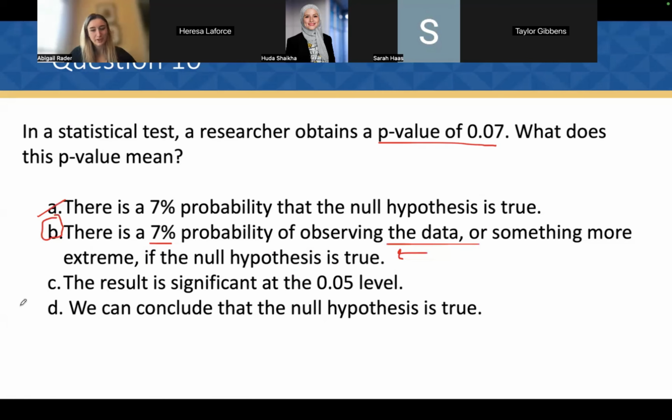C should be pretty easy because we know that 0.05 is less than 0.07. And so therefore we would actually fail to reject the null, so it's not significant. And D, we can conclude that the null hypothesis is true is also incorrect. The reason why is because we never actually accept the null. We never say the null hypothesis is true. We either reject it or fail to reject it.